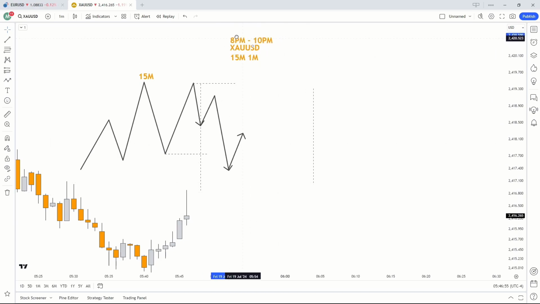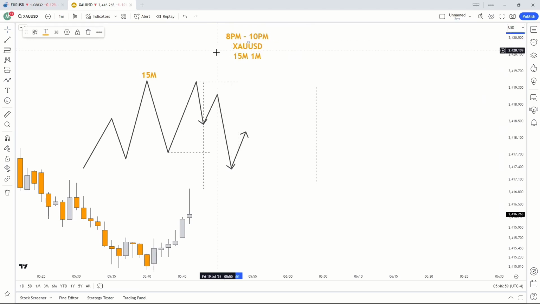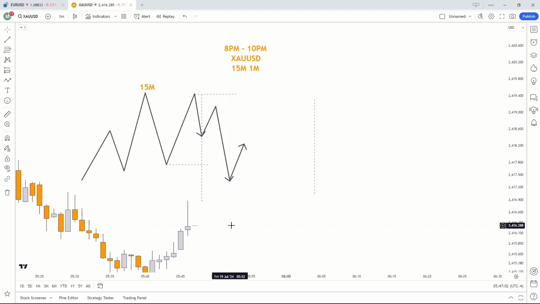The thing about this time window is it is when Asian session starts, so this is when the majority of market liquidity for gold is coming in. This is why the strategy works so well.